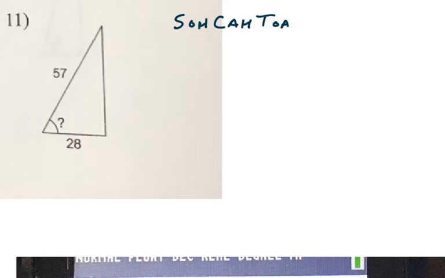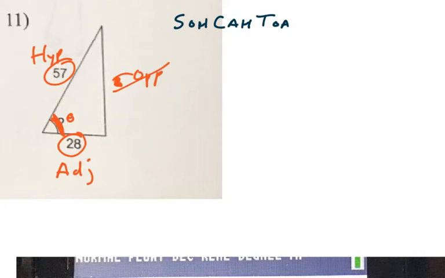But anyways, if we look at this problem number 11, step 1, you always mark your angle. Here's my theta, in our case here. Step 2, you label your sides. Notice I'm missing over here the opposite. I do have the hypotenuse though. That's always the longest side, right? And notice down here, that's the adjacent side. So, since we don't have the opposite, we can only use adjacent with hypotenuse.